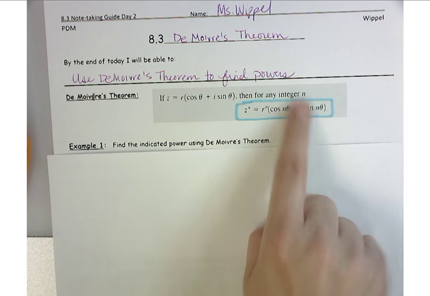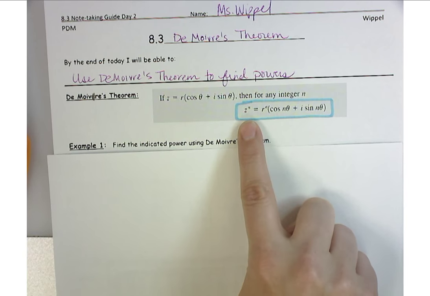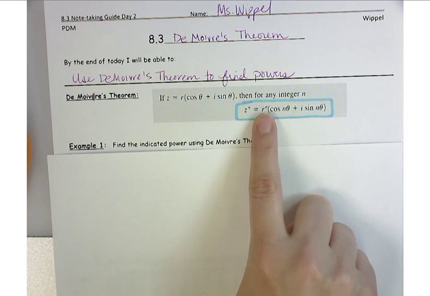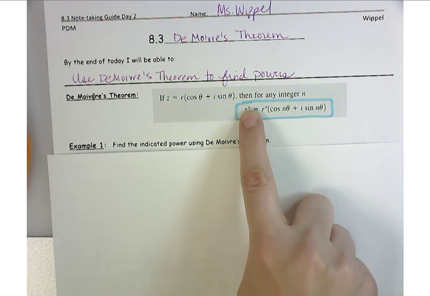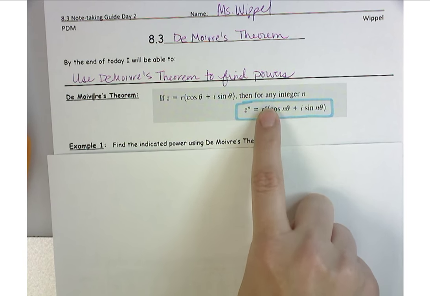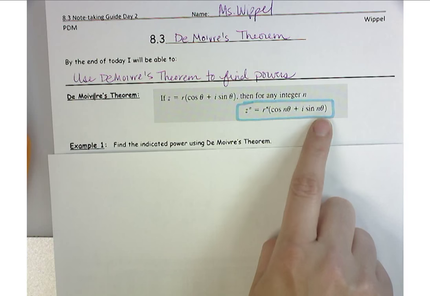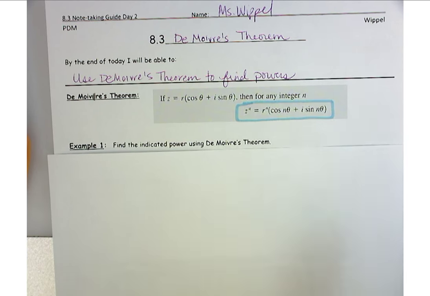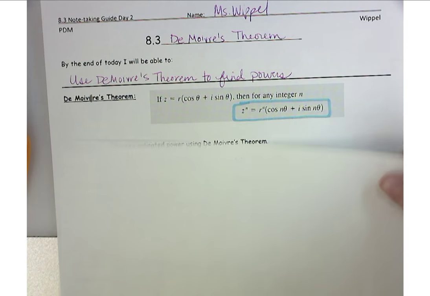Then for any integer n, you can use De Moivre's theorem, which is z to the nth power equals r to the nth power. So whatever is your n here, it's also going to be the exponent on r. Where else is it? Okay, so it's in front of both of your thetas, right? So you're going to have to multiply that by theta. Well, let's think about why this would be helpful.